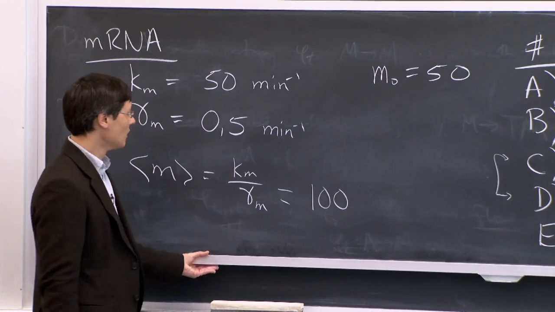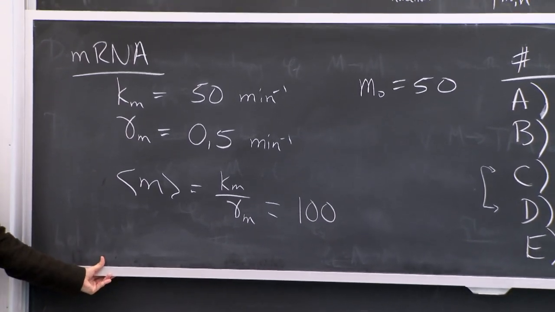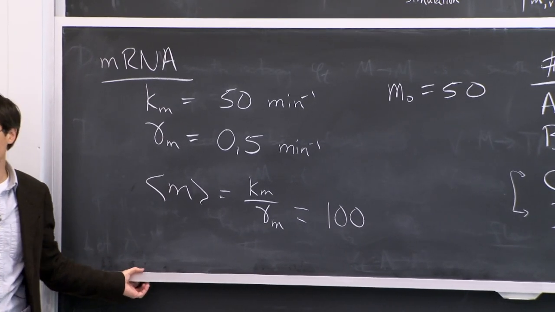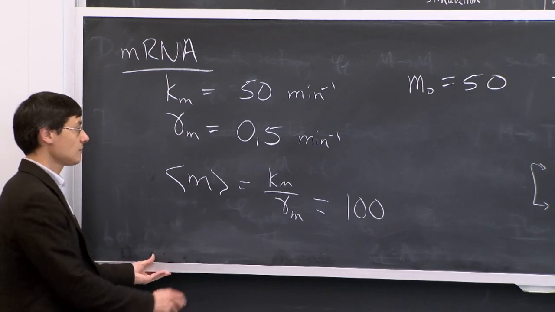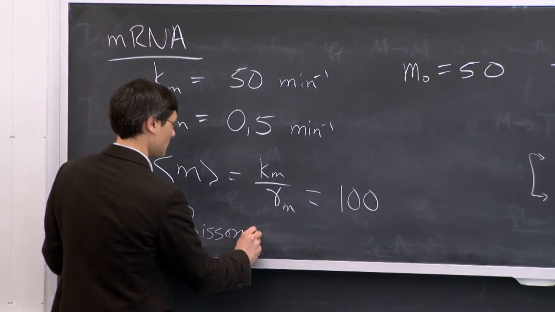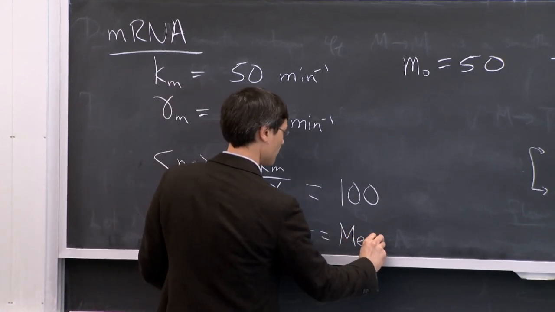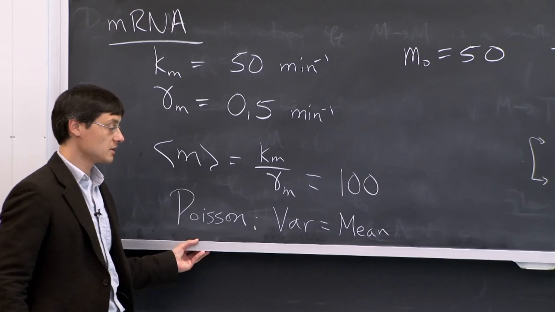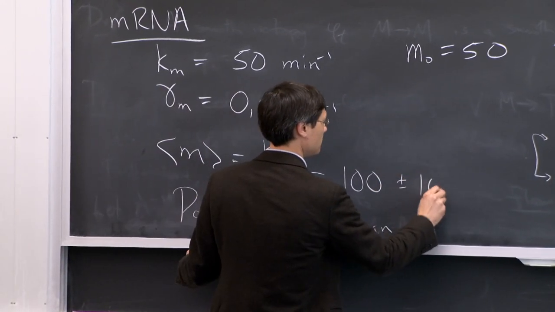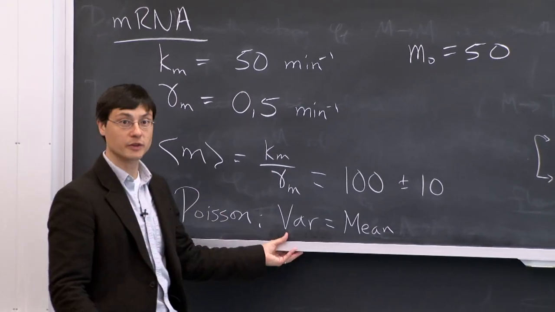Plus or minus 10. Right, because this distribution at steady state is what? It's Poisson. What's the variance of a Poisson distribution? It's equal to the mean. Okay, so for Poisson, the variance is equal to the mean. The variance is the square of the standard deviation, right? Which means that this is going to be plus or minus 10. That's kind of the typical width of the distribution.